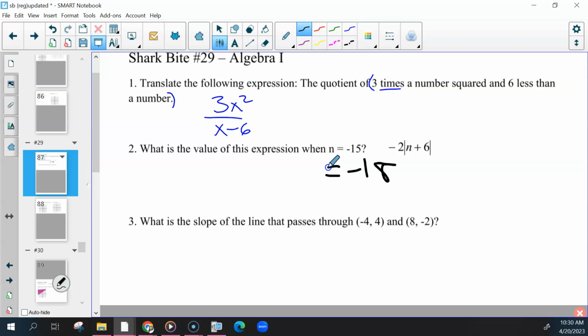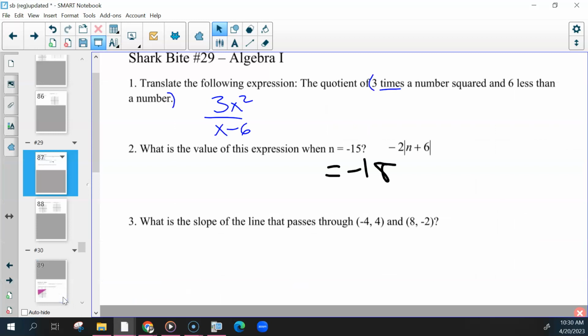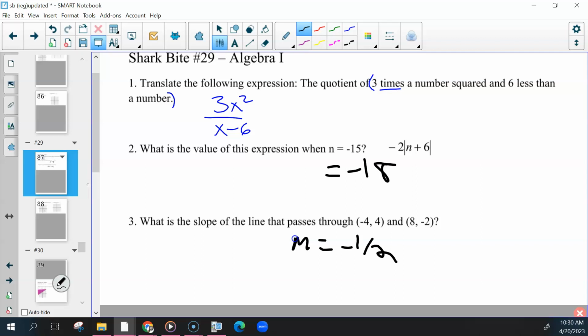Three, you could have done by hand, but you could have also put it into Desmos. You would just have to count the slope and be careful. So 1, 2, 3, 4, 5, 6. 1, 2, 3, 4, 5, 6, 7, 8, 9, 10, 11, 12. So down 6 to the right 12, so your slope would be negative 1/2. Or you could have used y2 minus y1. Questions on those three?